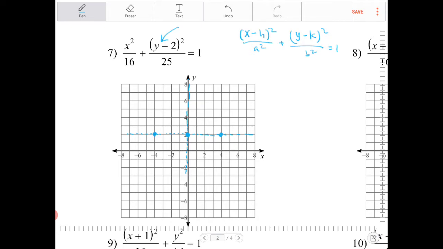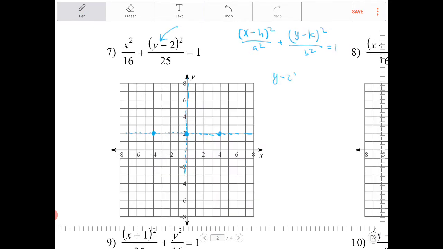And then similarly, I'm going to substitute in 0 for x, right? So when I substitute in 0 for x, I'll end up with y minus 2 squared over 25 is equal to 1. And again, I want to solve for the y's. So I have y minus 2 squared is equal to 25. Take the square root of both sides. I get y minus 2 is equal to plus or minus 5. Add 2 to both sides, I end up with y is equal to 7 or -3. So 7 is located here, and -3 is located over here.